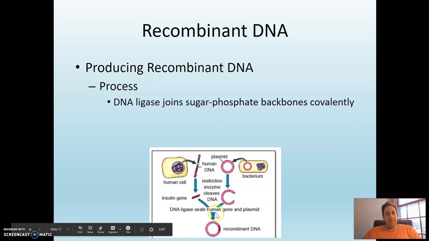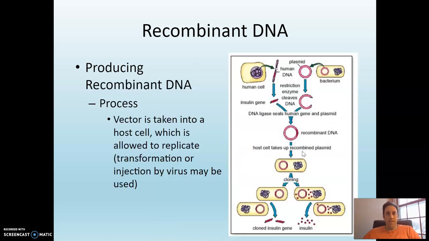Once they're sealed together, then DNA ligase is going to join the sugar phosphate backbones covalently and kind of seal this up. So now this is sort of one single little piece of DNA. Then what happens is that vector is going to be taken, here's our vector, into a host cell, and that is going to be allowed to replicate.